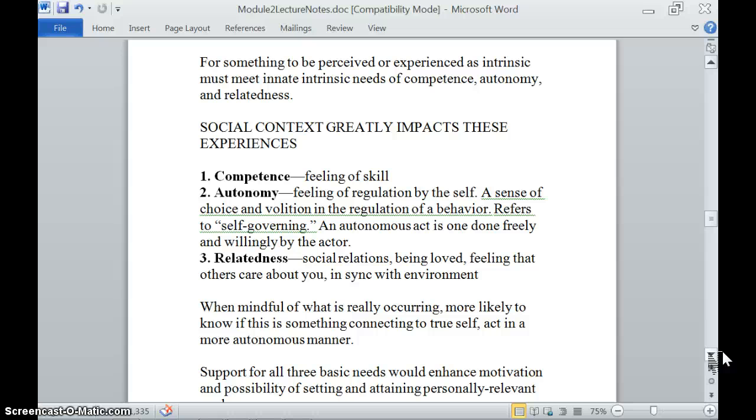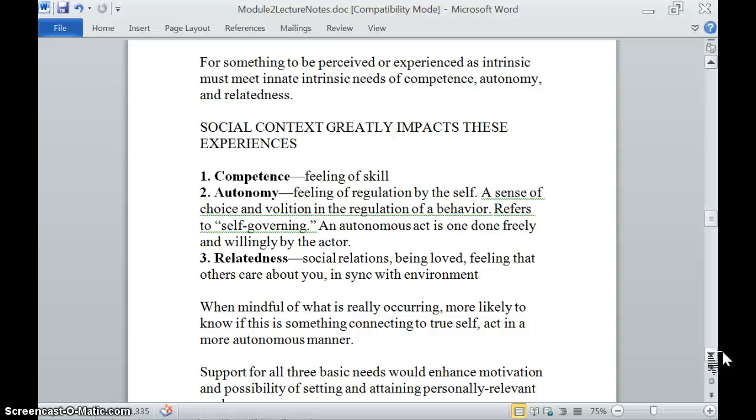So for something to be perceived or experienced as intrinsic, it's got to meet innate intrinsic needs of competence, autonomy, and relatedness. So Deci and Ryan say that these three intrinsic needs are part of who we all are. We all have a need for competence, a need for autonomy, and a need for relatedness. So what are these things?